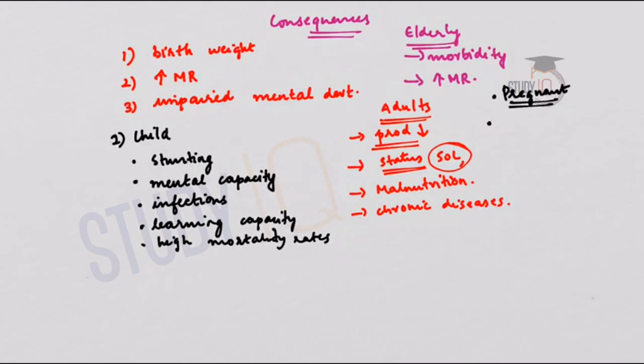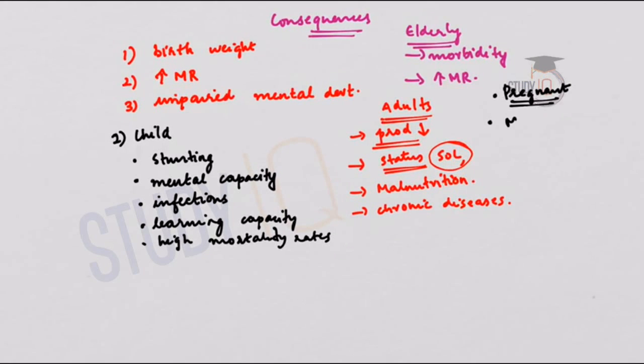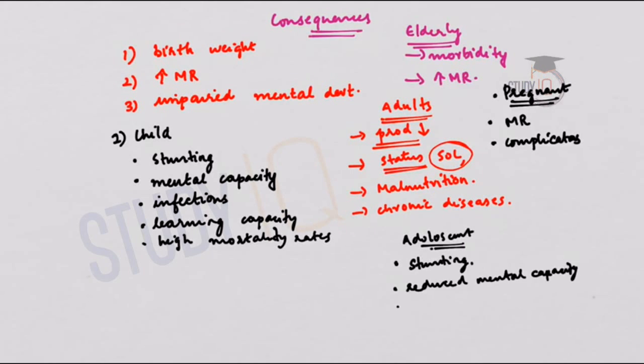There is a high risk of increased mortality rates, and also increased chances of prenatal complications. In the case of adolescents, this can lead to stunting, reduced mental capacity, fatigue, and increased vulnerability to infections. So these are some of the possible consequences of hidden hunger.